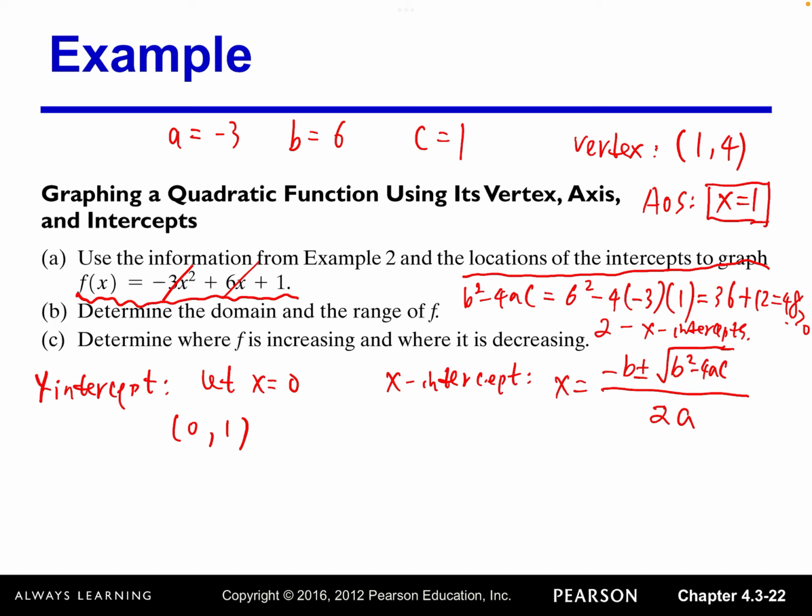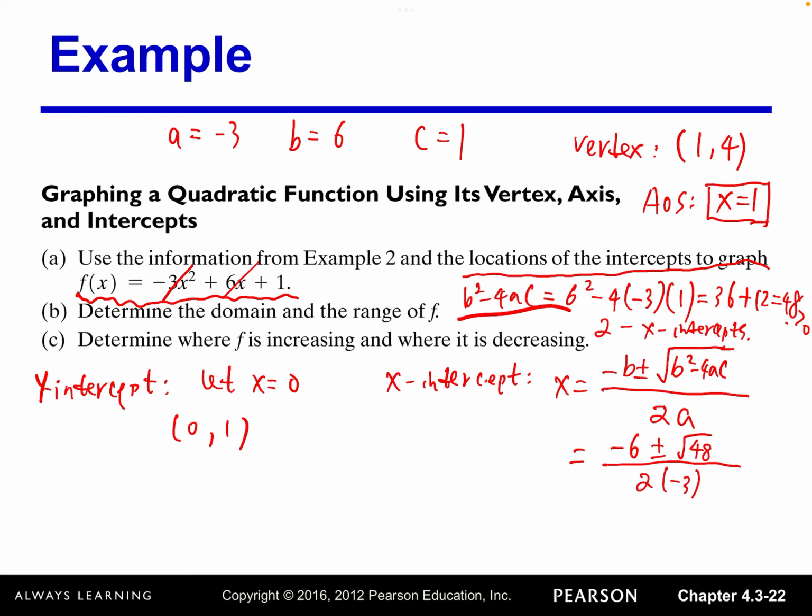We should be able to find 2 x-intercepts. All right, so now let's plug it in. -b, that's -6, b equals 6, plus minus square root of 48, right? We already know the value of the discriminant. And then divided by 2 times a, 2 times -3.